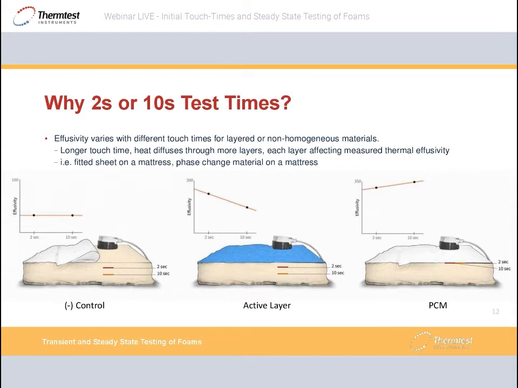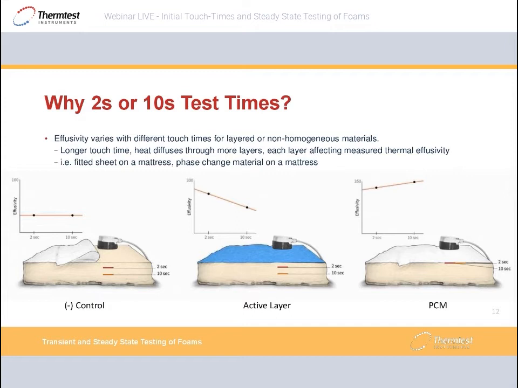If we look to the middle of these, the center of these 3 images, we introduce an active layer on top of the mattress foam. Now with the short touch time, the 2-second touch time, due to the properties of this surface layer, it has a higher thermal effusivity. We record a higher thermal effusivity for the initial 2-second touch time. As we take a 10-second measurement, the thermal effusivity becomes closer to that of the mattress material. As the heat diffuses further into the mattress, we obtain a value that is more representative of the mattress itself.